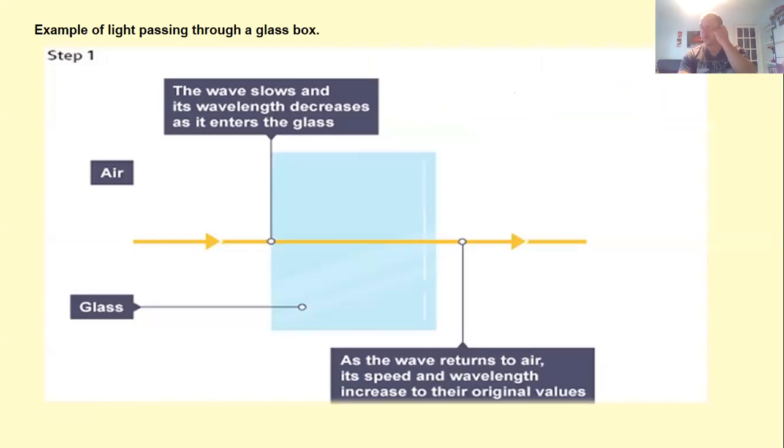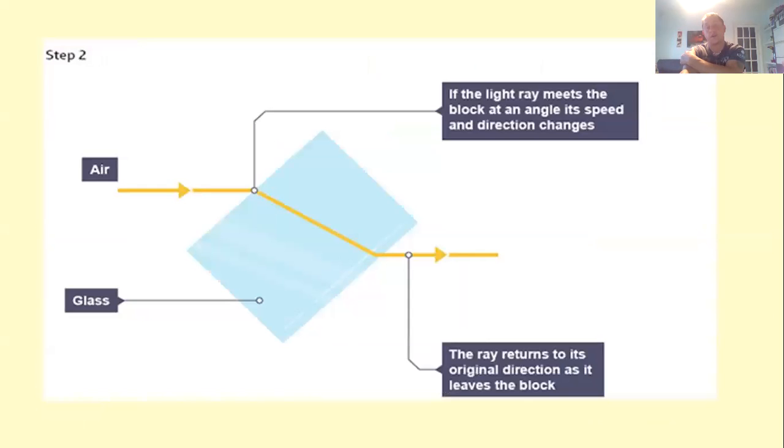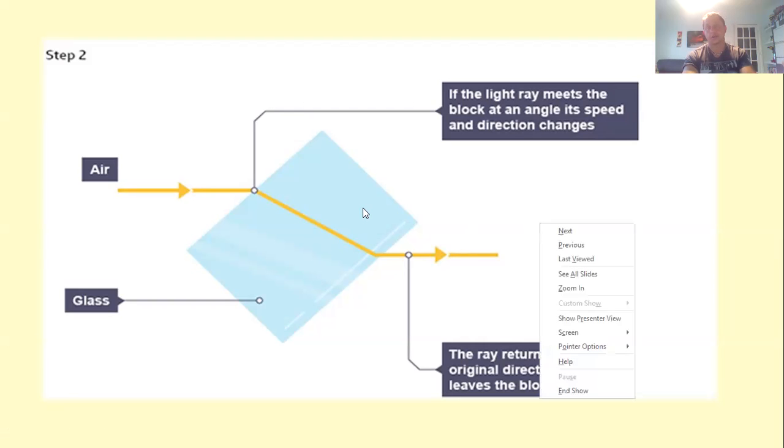Now, an example that you've probably seen in school is this one, where we shine a ray of light through a glass block. So you can see light's traveling through the air here, hits the surface, glass is denser than air, causes the light to slow, and bends towards the normal. It then emerges from the glass block, speeds up again, and returns back to its original direction.